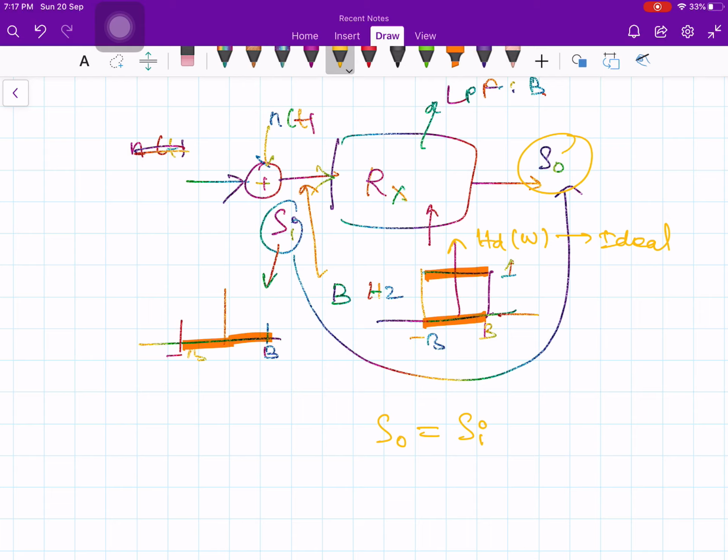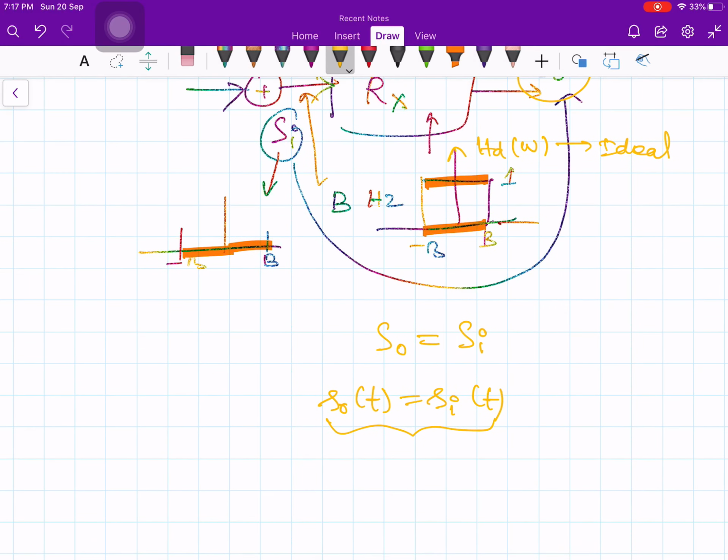Because in this case S0 of t is equal to Si of t. So S0 of t equal to Si of t implies that the output signal power will be the same as the input signal power, or the signal power input to the receiver.